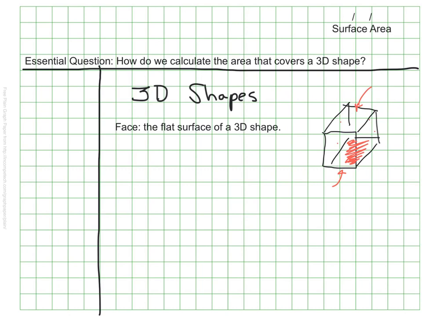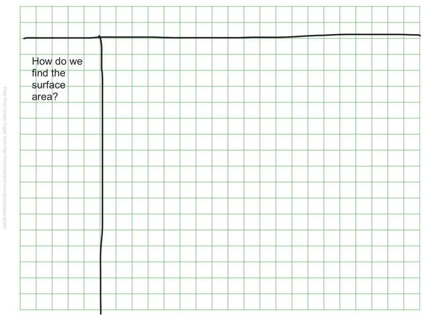When we want to cover a 3D shape, say for wrapping a present, we need to know the area of all of the faces on the shape that we're trying to cover. We call this finding the surface area. In fact, surface area is defined as the area it takes to cover a 3D shape, as if we were wrapping a gift or wrapping a box. We can find the surface area by breaking the 3D shape into pieces. By doing that, we can find the area of each face one by one.